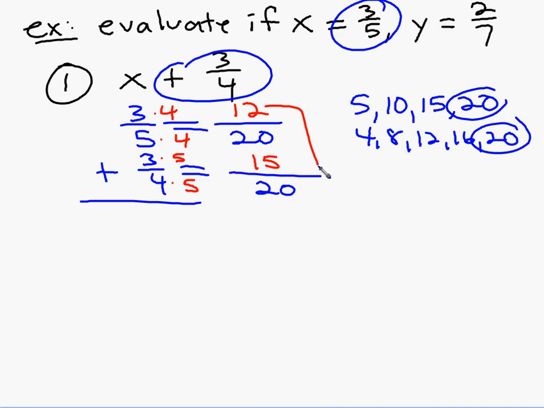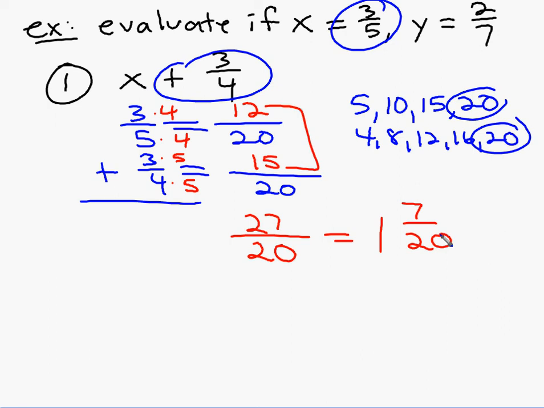Now I can add. 12 plus 15 is 27/20. That's an improper fraction. How much am I over? 7. So isn't this 1 and 7/20.